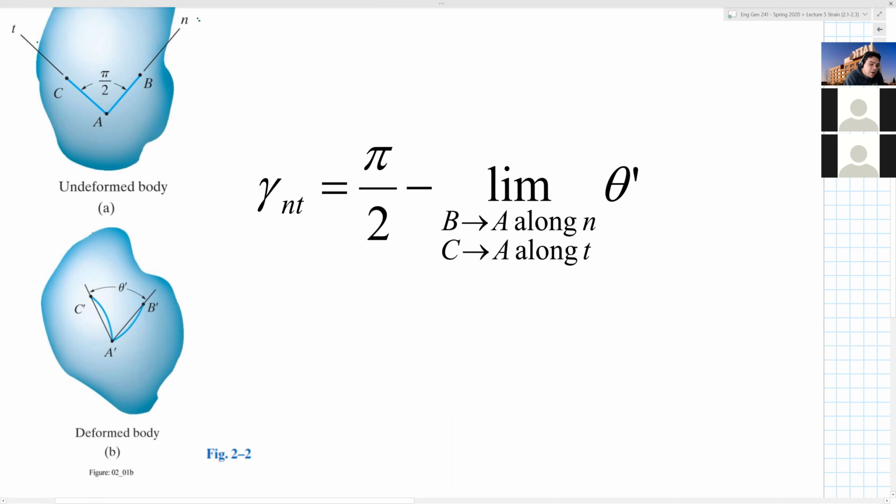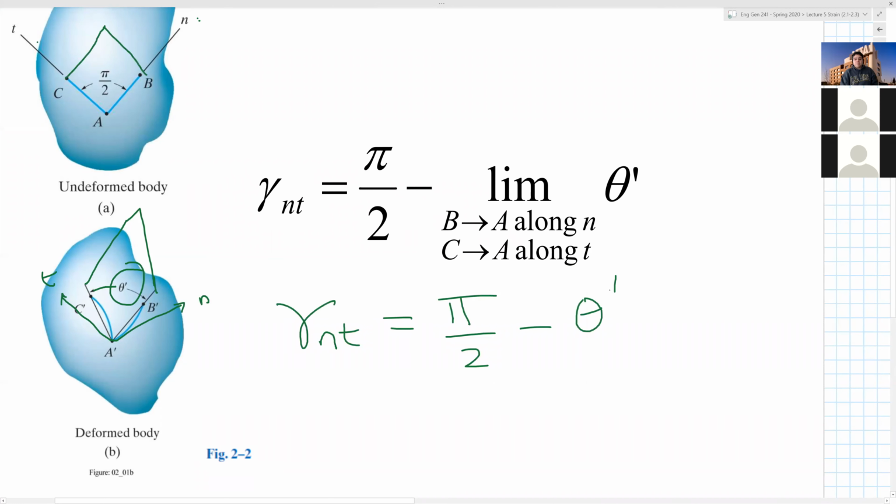They moved, right? So this is like our new angle. Let's say it was a box, right? So before it was 90 degrees, now it's some new final angle. But because it's the NT axis, what I care about is the change in angle. Isn't it this minus the angle theta prime?